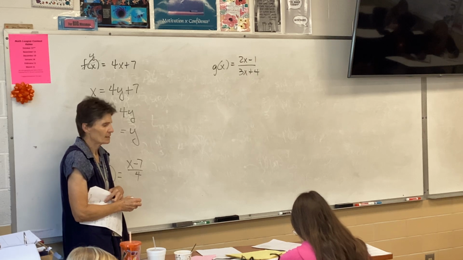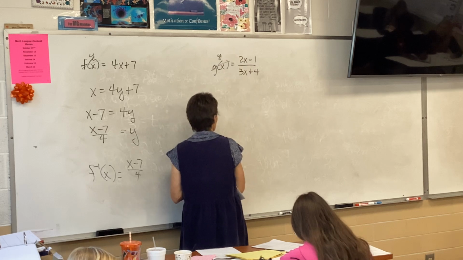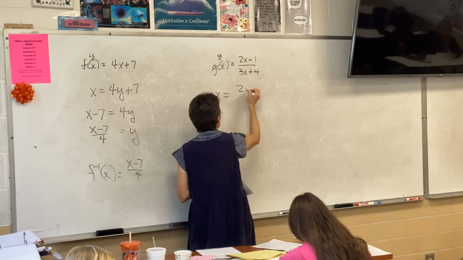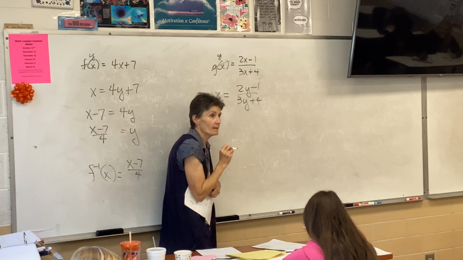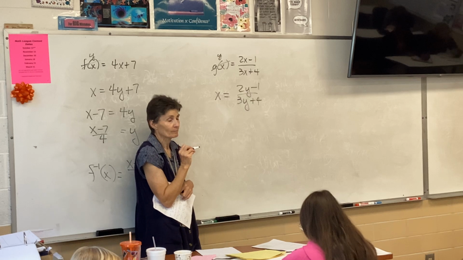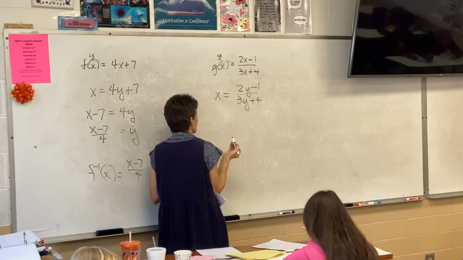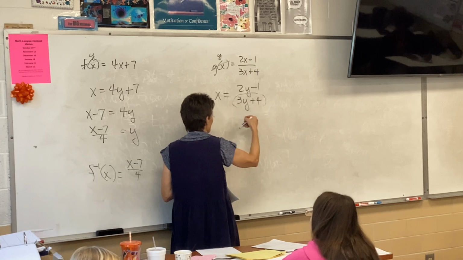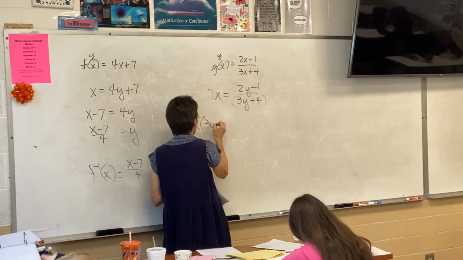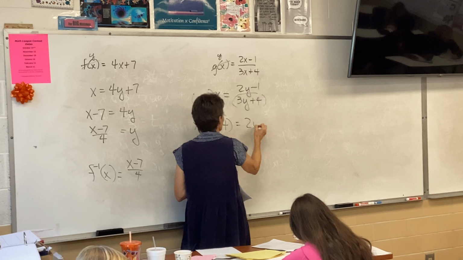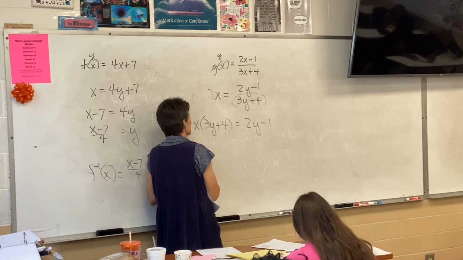Right? Easy. All right, this is the same thing, but it's not going to be quite as easy because when I switch the variables, there's going to be 2 y's. Right? And my goal is to get y by itself. So we have a series of steps we go through to do this. What's the first thing we do? Multiply by that, right? So we have x times 3y plus 4 equal to 2y minus 1. Now what? Distribute.